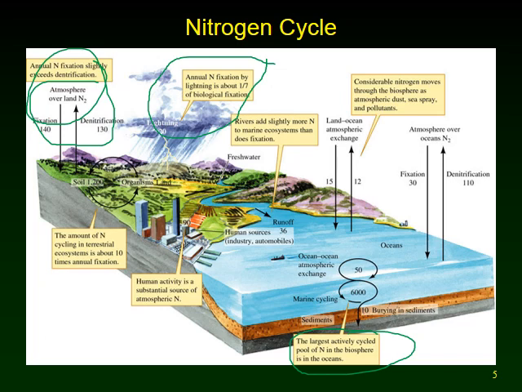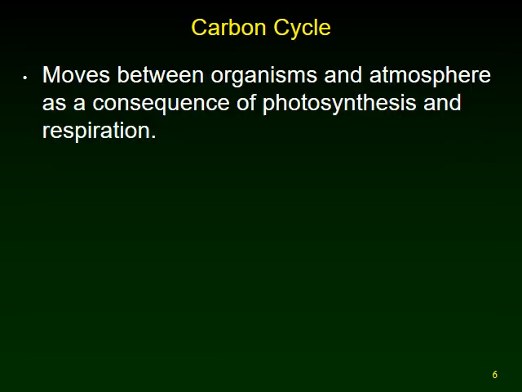When things die, they get buried. And notice the process of fixation and denitrification. So in denitrification, we're converting this back into gas. Fixation is converting it to a usable form. Now notice humans are using a lot of it here, and so that contributes to nitrogen pollution, and particularly in the fresh water. So nitrogen moves between the organisms and the atmosphere as a consequence of photosynthesis and respiration.